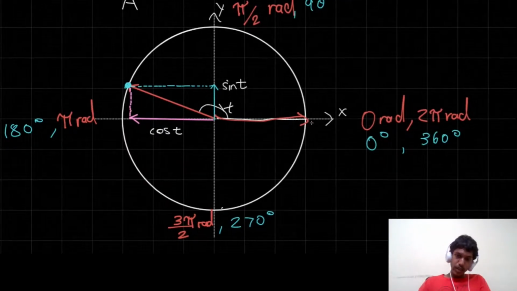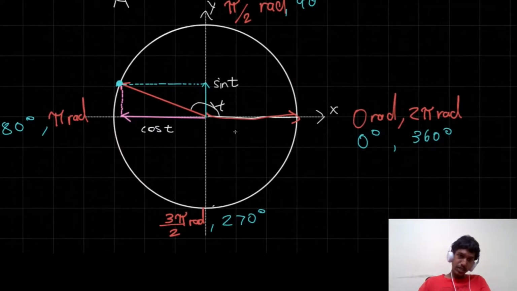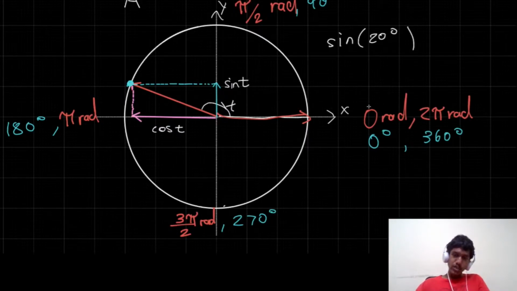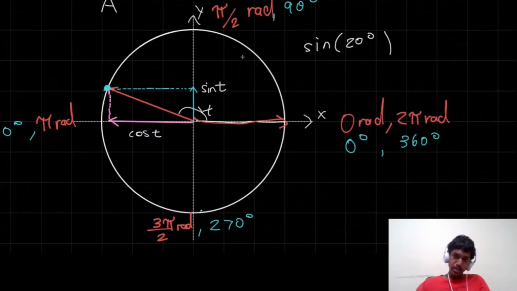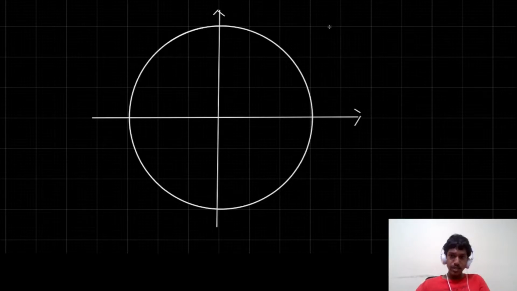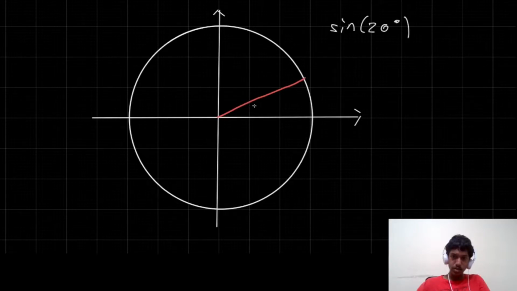So one thing to consider is sine of 20 degrees. Okay, what does that look like here? What I'm going to do is copy this circle, and we're considering sine 20 degrees. So we go over here, 20 degrees, maybe not that big of an angle. This is 20. And sine is the y coordinate, which in this case is this coordinate.